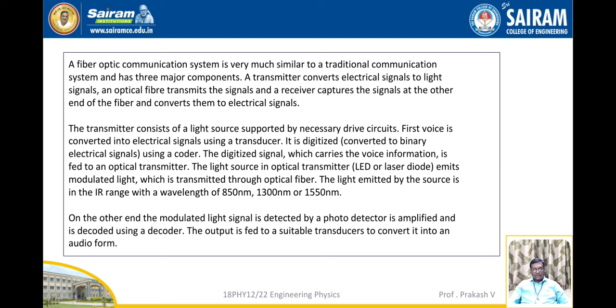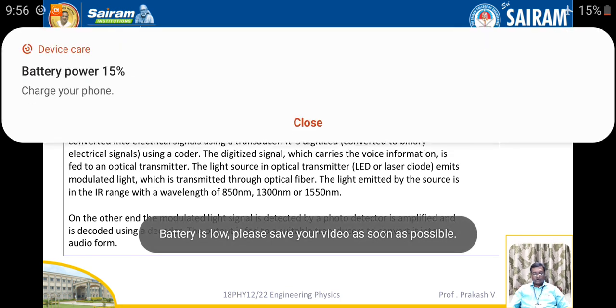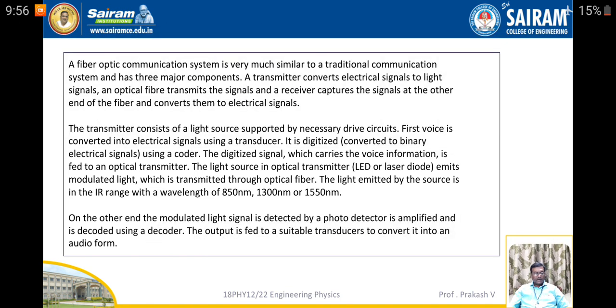The light source in the optical transmitter, that is a laser or LED, emits modulated light which is transmitted through an optical fiber. The light emitted by the source is in the infrared range with a wavelength of about 850 nanometer, 1300 nanometer or 1550 nanometer. On the other end, the modulated light signal is detected by a photodetector, amplified, and decoded using a decoder. The output is fed to suitable transducers to convert it into audio form.